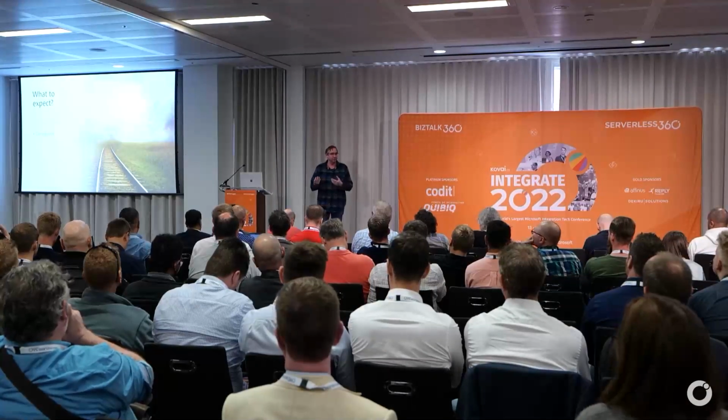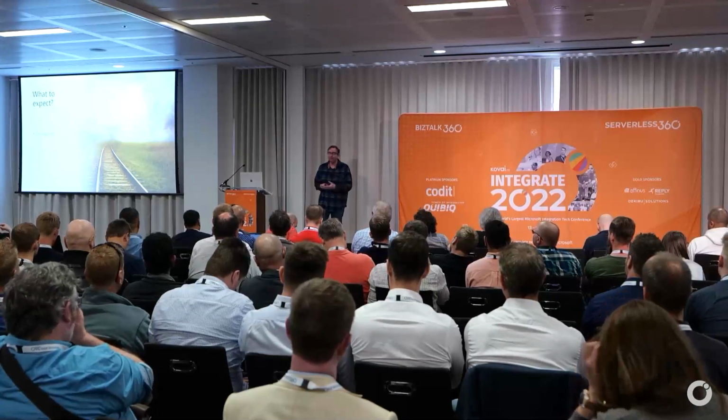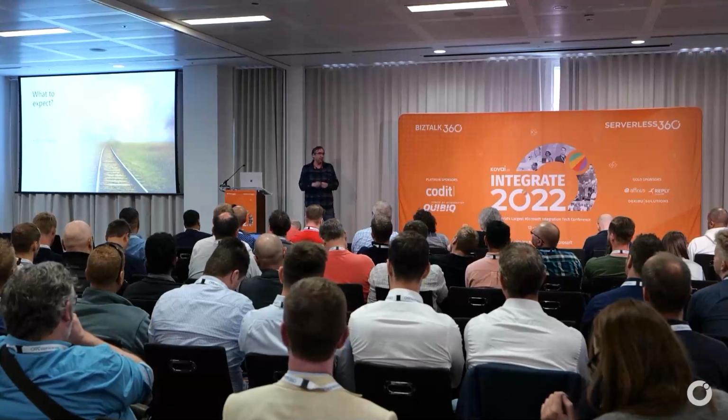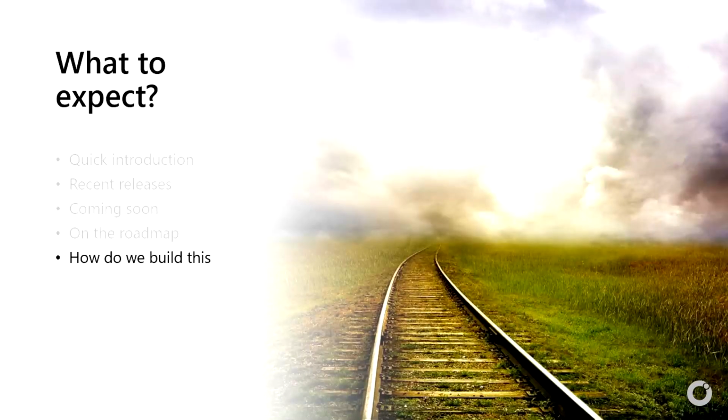Like two features that will be in private preview very soon. And then a little bit of roadmap, another two features where we're going to see what we are actually working on. And finally, a bit about how we actually build all these features. How do we think about these features? What were we thinking when we were choosing one feature or another? And also a bit about how this works under the covers.